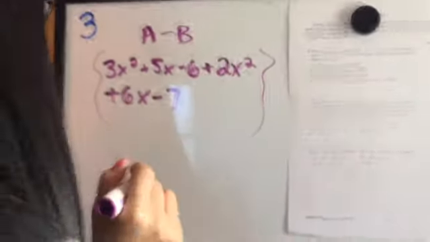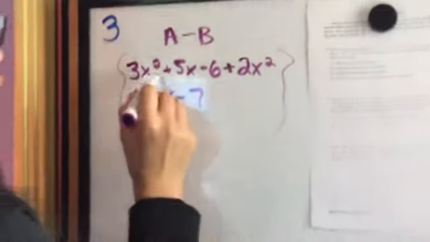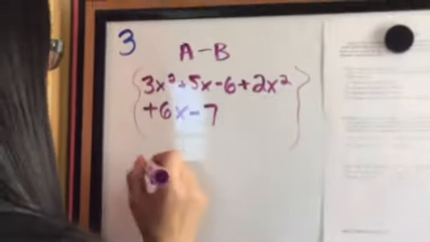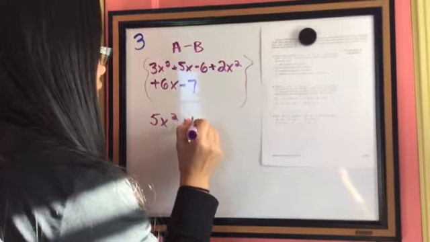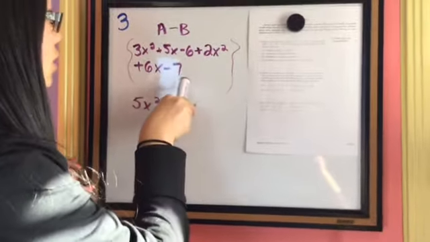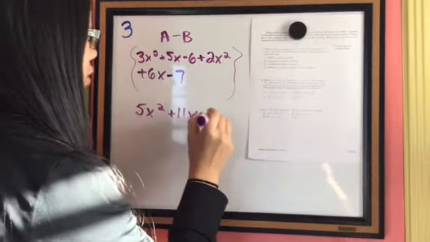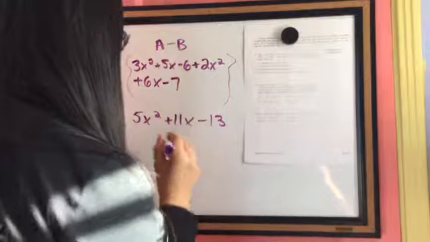But you can simplify that. You can add or subtract like terms. So 3x squared plus 2x squared is 5x squared. 5x plus 6x is 11x. And negative 6 minus 7 is negative 13. And this is answer number 2.